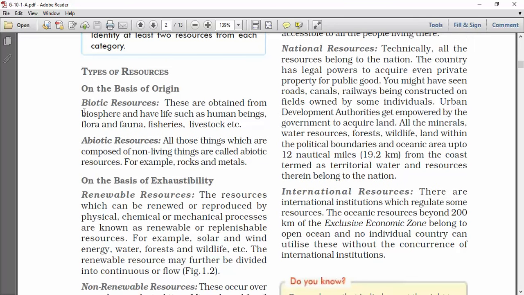First of all, types of resources on the basis of origin: biotic resources and abiotic resources. All the resources which are obtained from the biosphere and have life, such as human beings, are known as biotic resources. All the resources which are composed of non-living things are called abiotic resources, for example, rocks and metals.